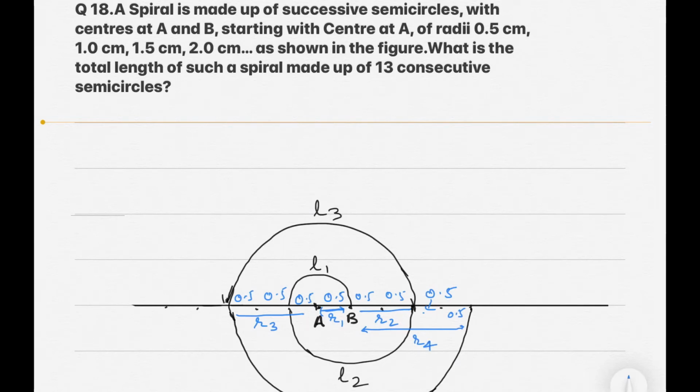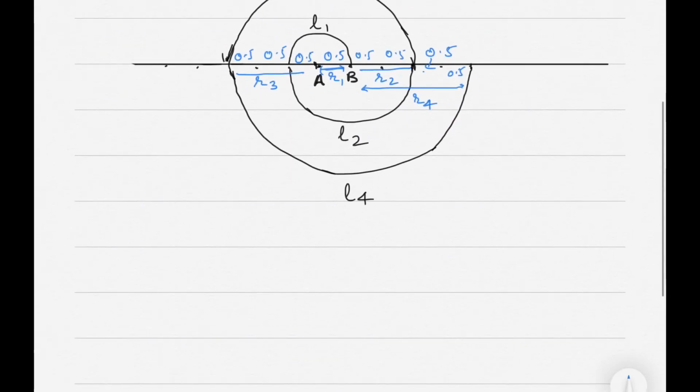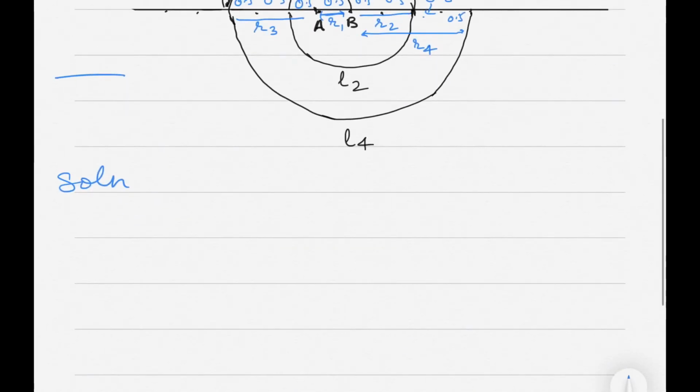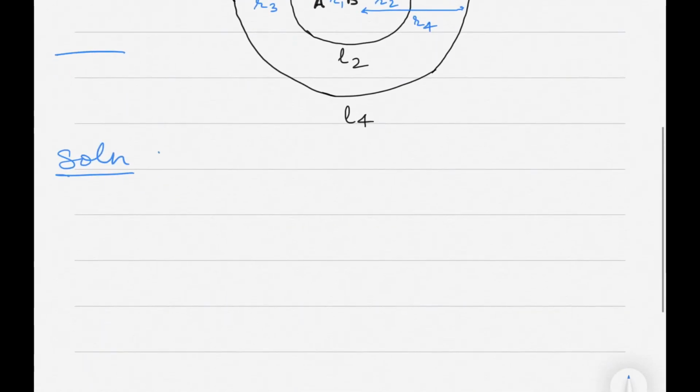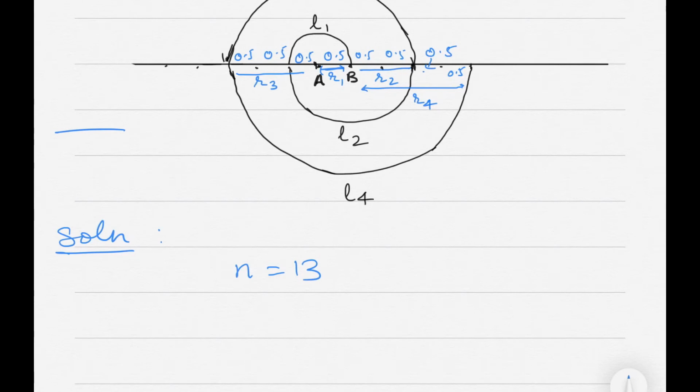So otherwise no need to go into such details, they have already given us everything. And I have to find the total length of such a spiral, which is made up of 13 consecutive semicircles. Okay, so from this I know that my n is equal to 13, because they want it for 13 semicircles, correct?